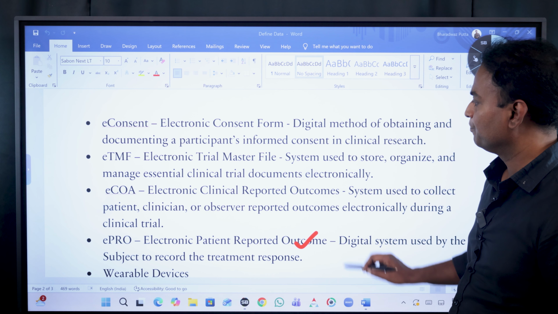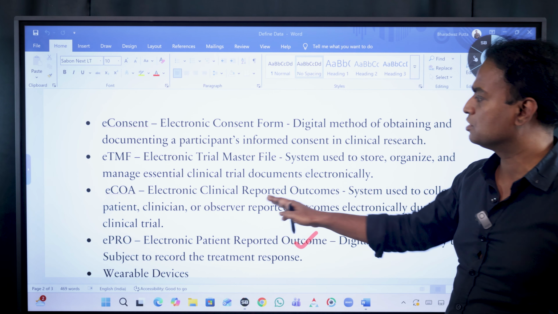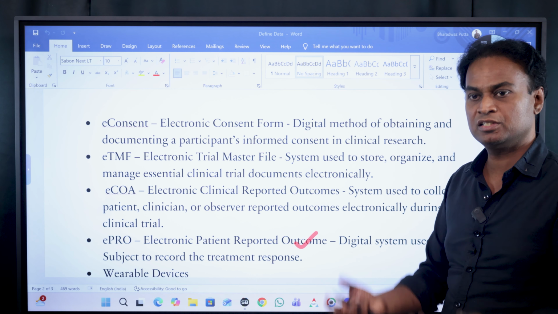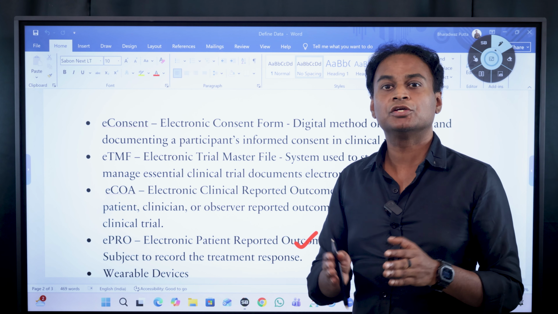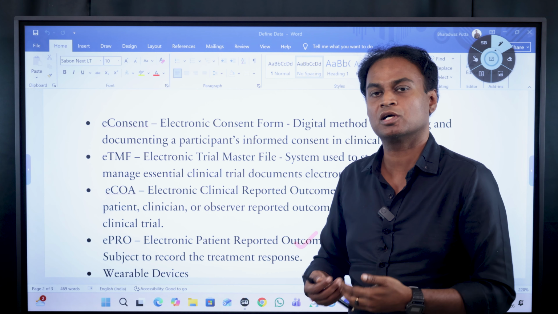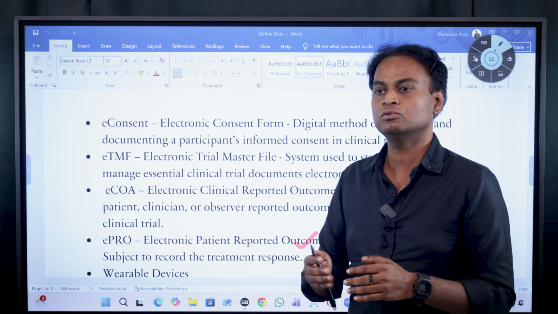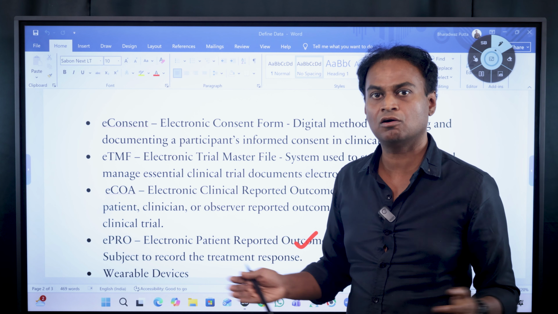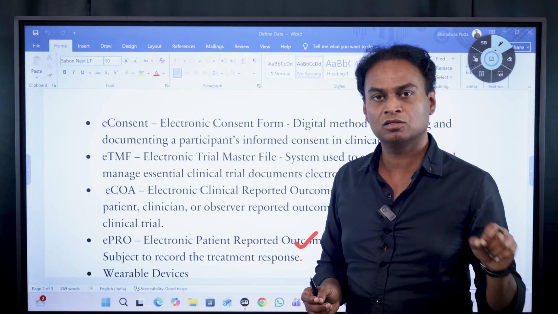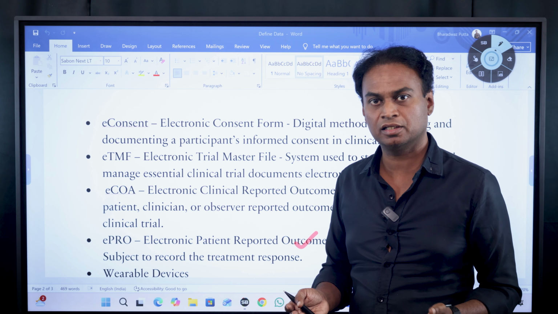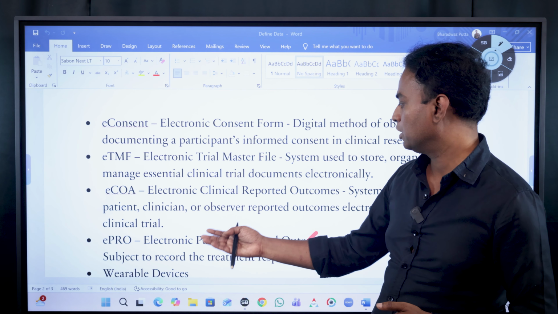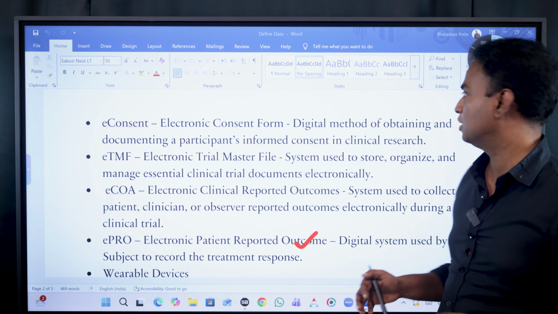Next one is ePRO, electronic patient reported outcome. This is similar to ECOA, when the assessment is done by the patient. For example, EQ-5D, EuroQol 5D, is a type of questionnaire given to the patient participating in the clinical trial, and he is asked to rate it. It is just like a rating scale, or like a pain scale. Before starting the clinical trial, what is the pain? Is it 1, 2 or 3? After starting the clinical trial, what is the pain on the scale? All those can be captured in ePRO, electronic patient reported outcomes, in clinical trials.